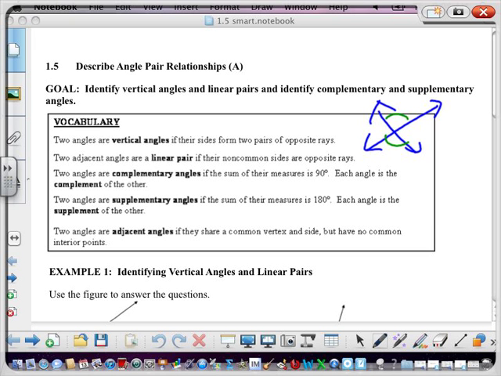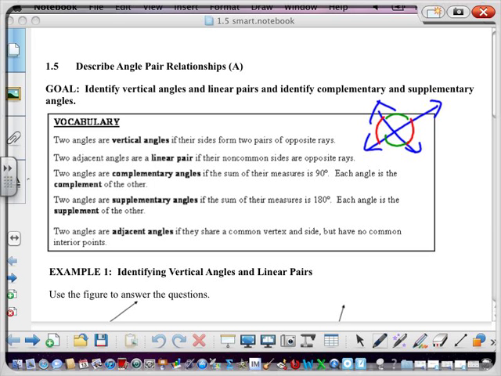The green ones are congruent because they're opposite rays, and the red ones are congruent because they're opposite rays. Okay. Two adjacent angles are a linear pair if their non-common sides are opposite rays.